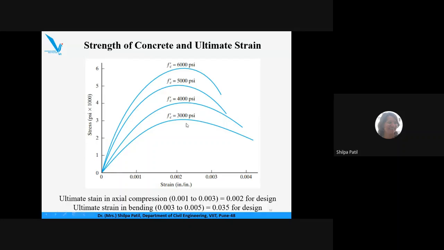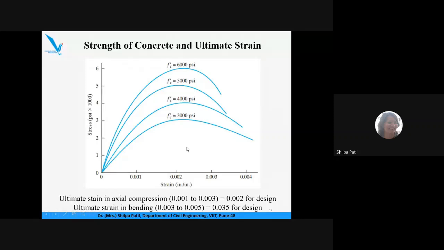Now, if you observe all these curves, this is the ultimate point, right? Which shows the maximum stress point. This is the ultimate stress here, and in this curve, this is the ultimate. So the strain corresponding to ultimate stress, we call it the ultimate strain. And in all these curves, you can observe the value is around 0.002.